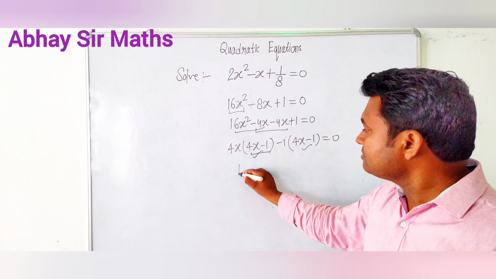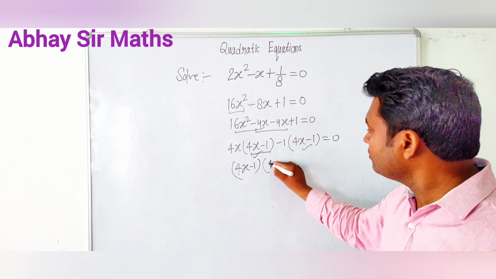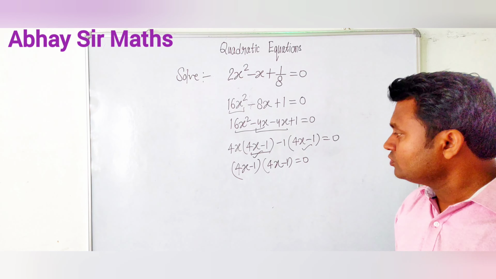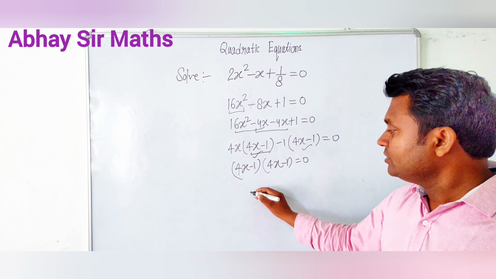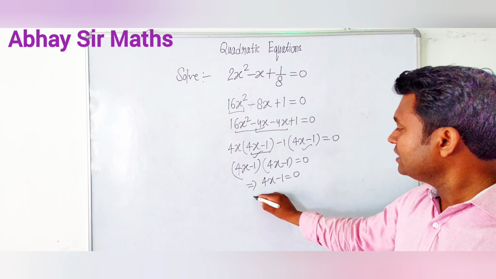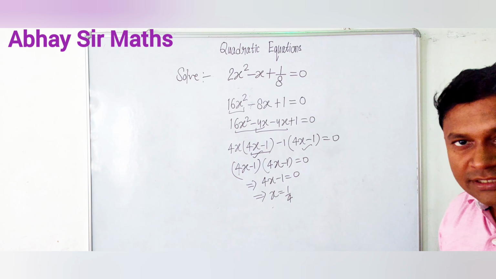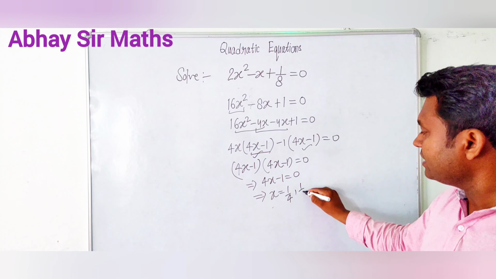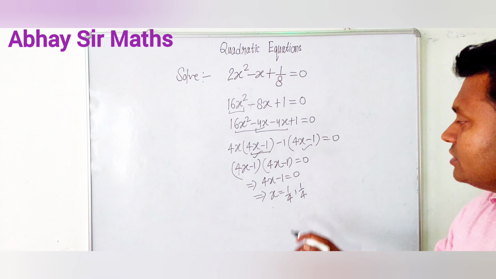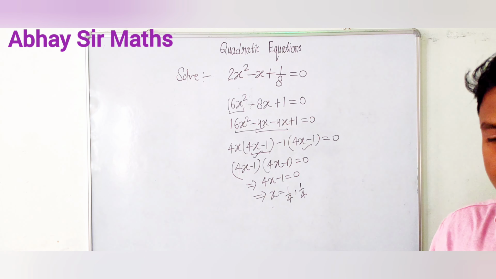So now take 4x minus 1 common. What is left here? 4x, and what is left here? Minus 1 equal to 0. As you can see, both are the same, therefore we can have 4x minus 1 equal to 0, and this means x is equal to 1 by 4. And from the other factor also we will get the same value. So the two roots for this equation are 1 by 4 and 1 by 4. This is the way you need to solve.